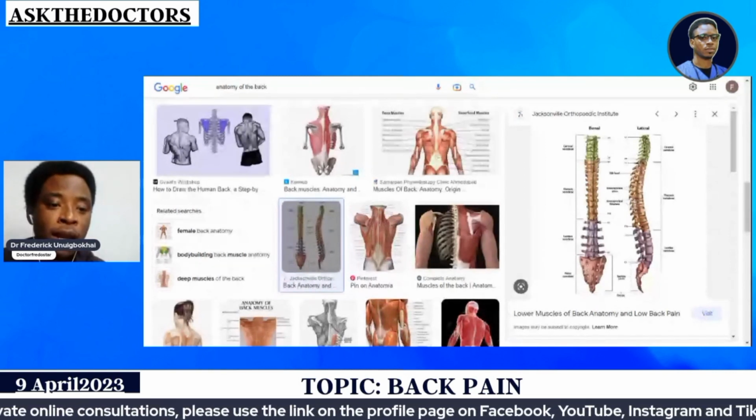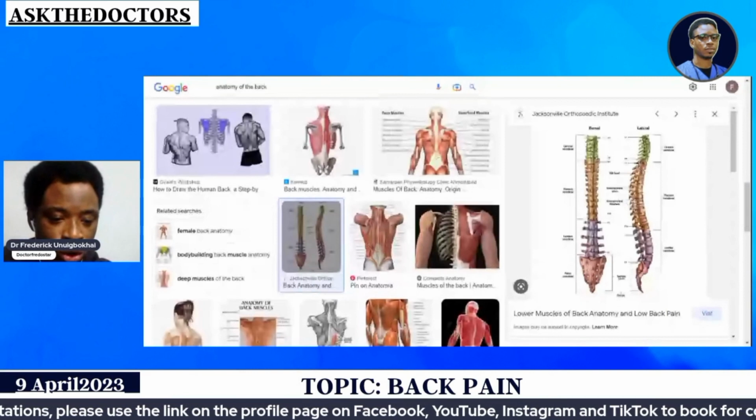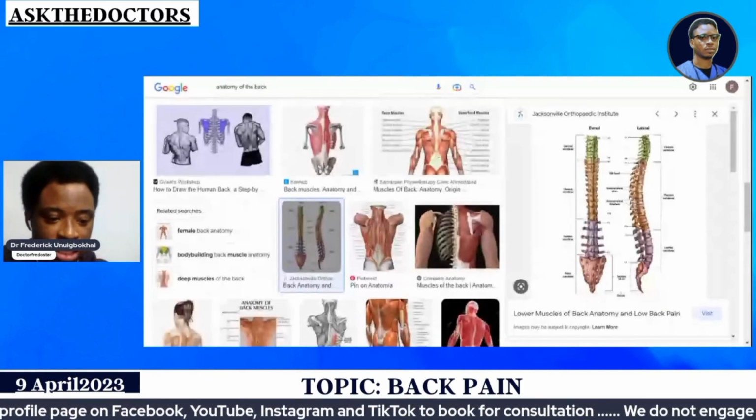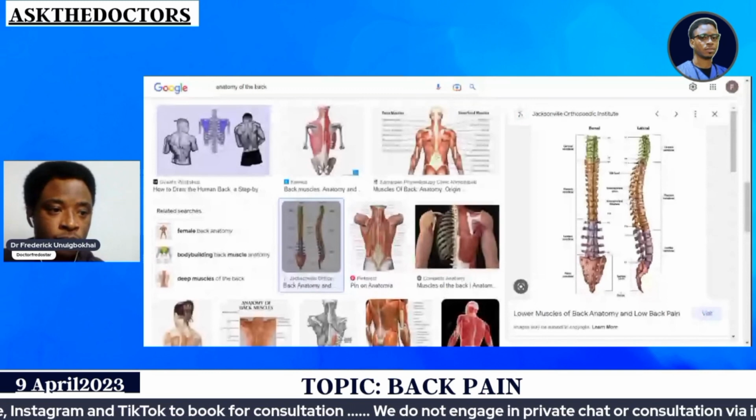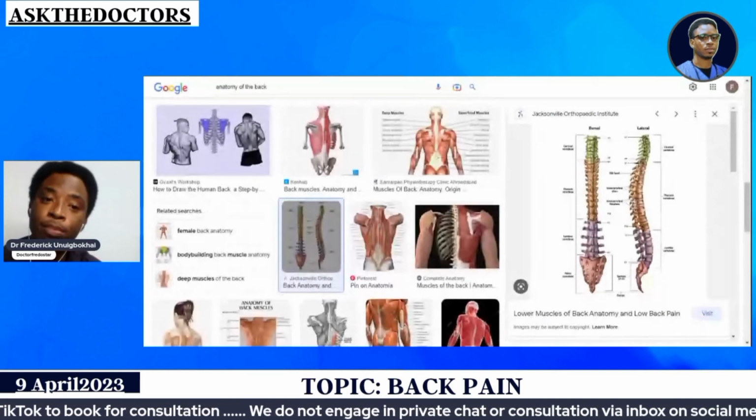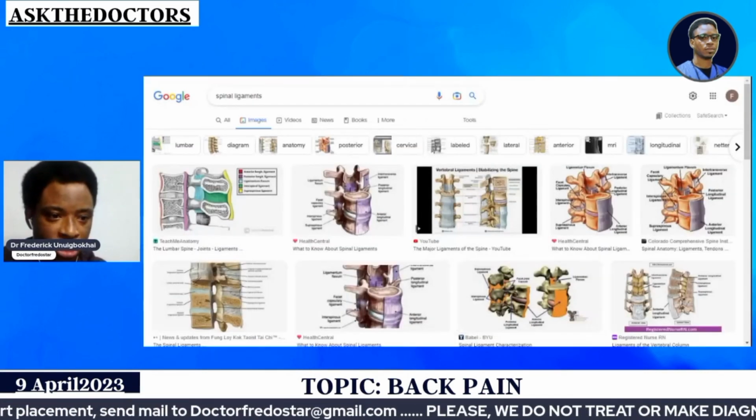So I wan open another picture again. Make I show you now. Ligaments. Wetin be ligaments? Ligaments na things wey dey join your bone for the back to another bone. Showing you all what we call ligaments.